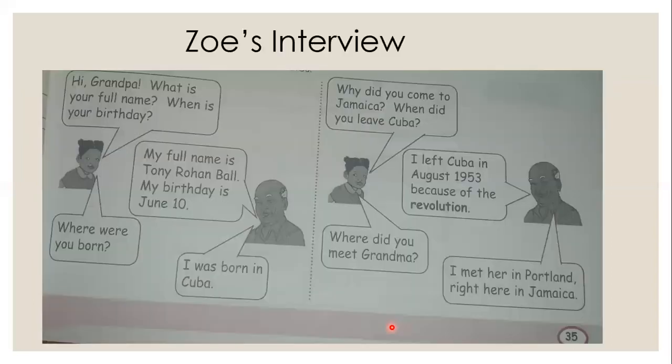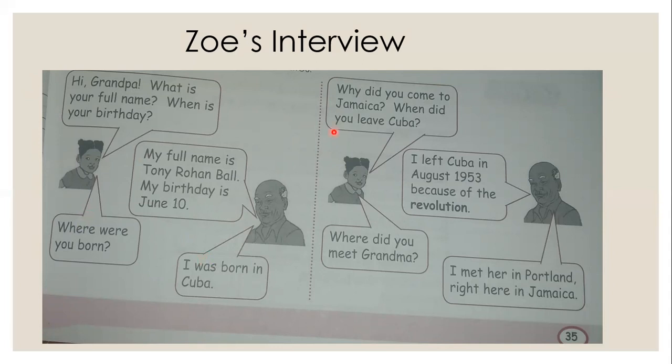Now, this is a sample of Zoe's interview. Right here, Zoe said, "Hi, Grandpa. What is your full name? When is your birthday?" Grandpa answered, "My full name is Tony Rohan Ball. My birthday is June 10." Then Zoe asked, "Where were you born?" Grandpa said, "I was born in Cuba."